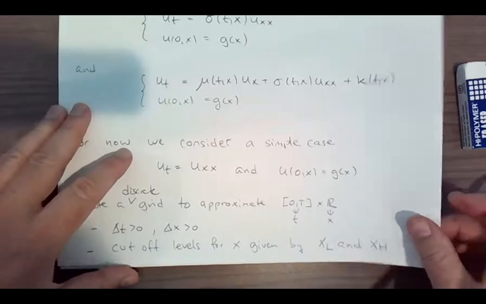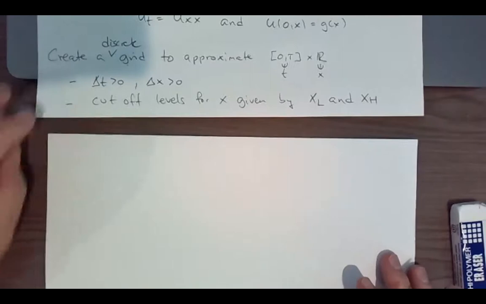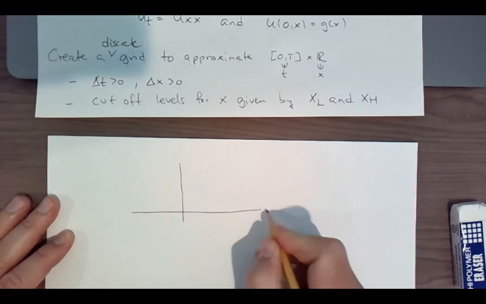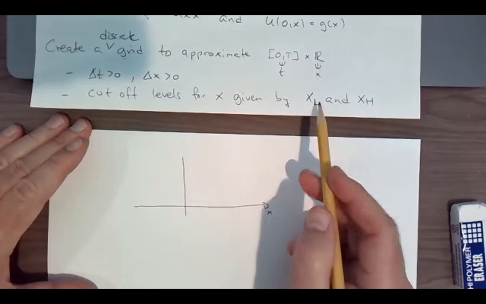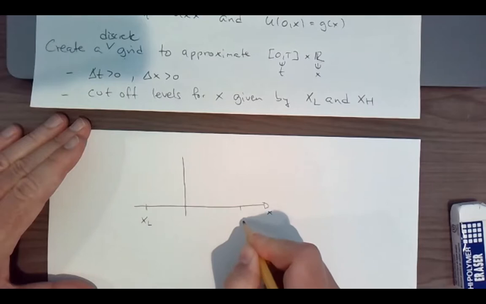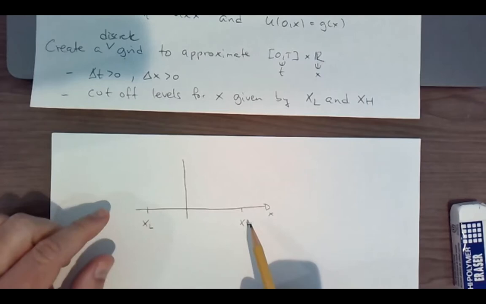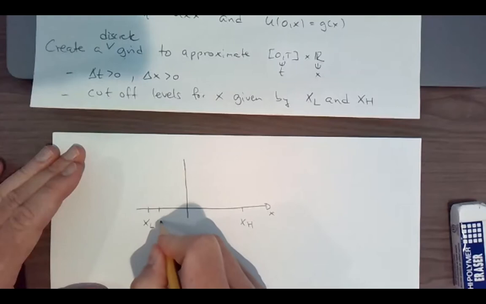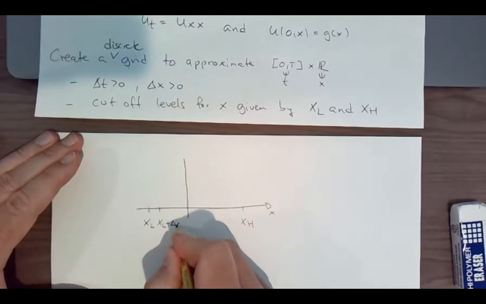So if I try to make a picture out of this, this is my x. So I'll have a grid on the x variable. Okay, so I have xl. Say xl is down here. I say that xh is here. So I'm starting by cutting off the real axis into something like this. And then I'll have space points in between. I'll have xl plus, and then the step in x is my delta x, and so on. So I'll have a grid like that.